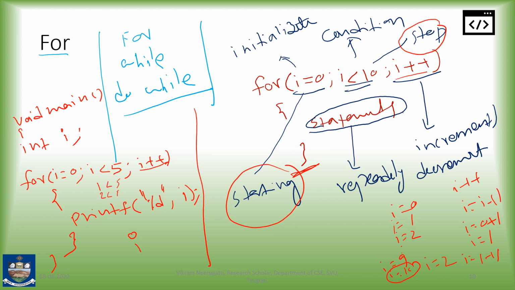Then 2 is less than 5, 2, 3, and so on till 4. When 5 less than 5, it is false. So it comes out of the for loop, and it produces the output. This is how we will use the for loop.